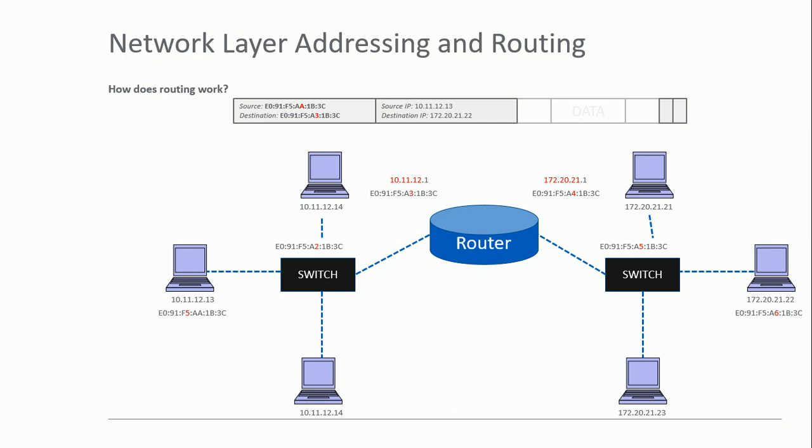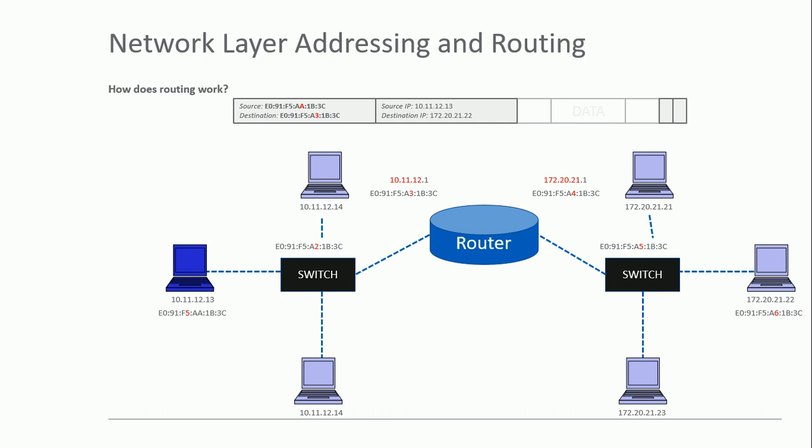So at the data link layer, the first step is that the computer on the left doesn't know how to get traffic to the computer on the right. So when it sends its packet, all it knows is its default gateway. The software in that computer on the left, 10.11.12.13, says my default gateway is 10.11.12.1, and its MAC address is A3.